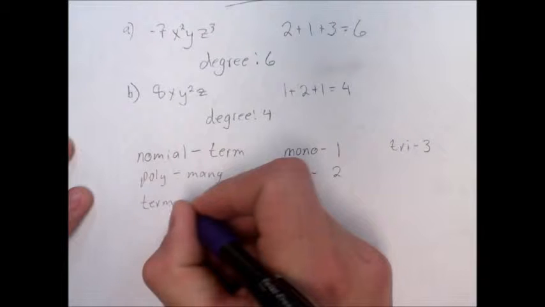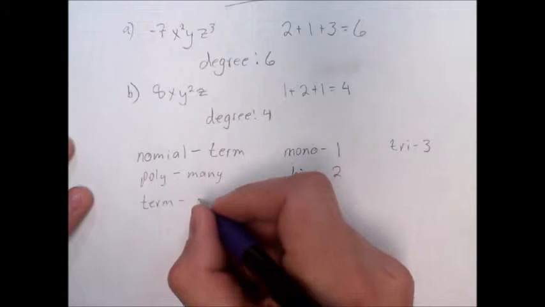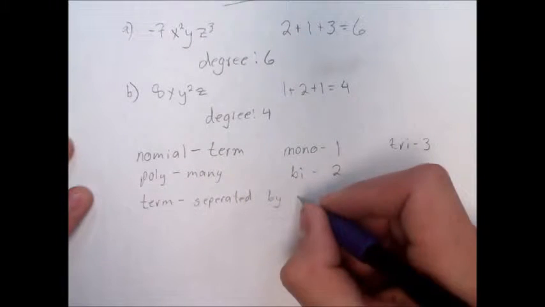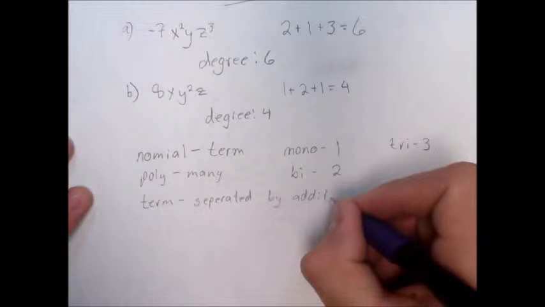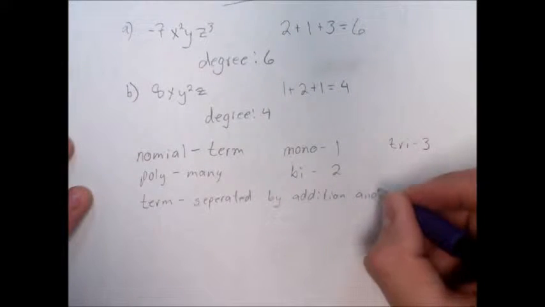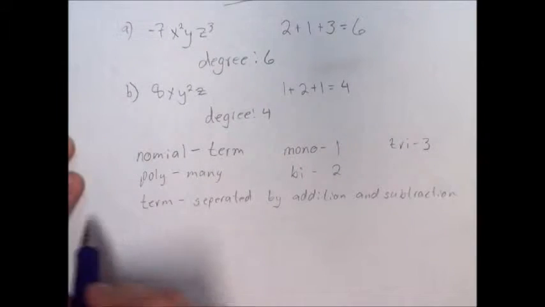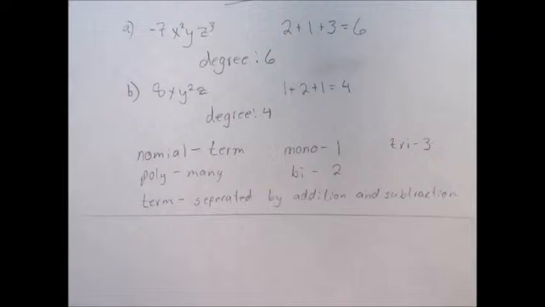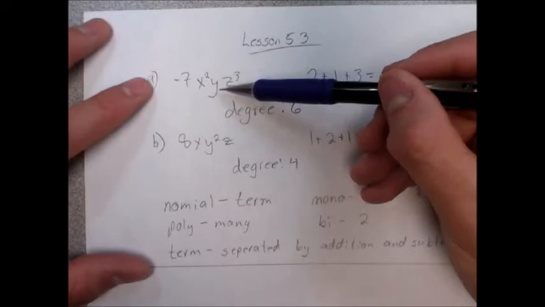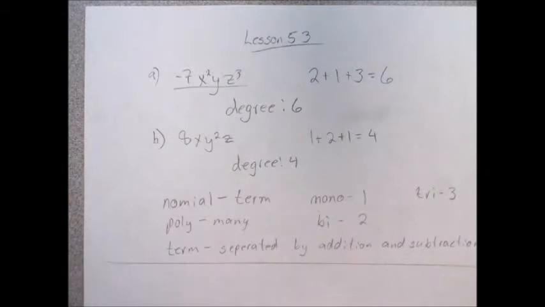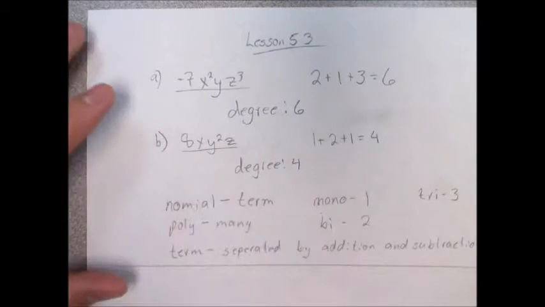In short, I'm just going to say they're separated by pluses or minuses, by addition and subtraction. And I'll explain a little bit better what a term is here in a second when we get into different terms. Each one of these are monomials. They are just a single term. There's no addition or subtraction separating them. It's just all multiplication, so it is one term. It's a monomial. Same concept for B.